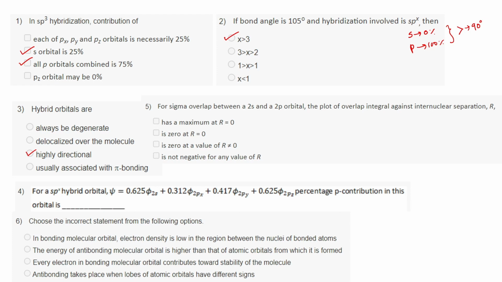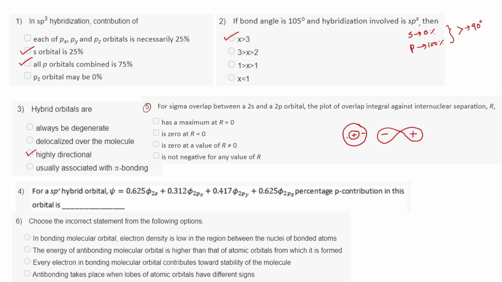Then let us go to question number 5, which is here. For the sigma overlap of a 2s and 2p orbital, the plot of the overlap integral against the internuclear separation. First let me draw 2s. For 2s there will be a radial node, right? So I can keep this inner part plus, this outer part minus, and 2p is just this double-lobe shape. Let me take this side minus, this side plus.